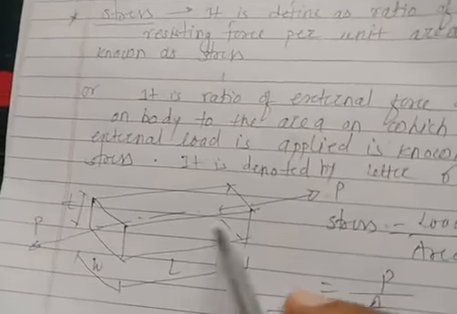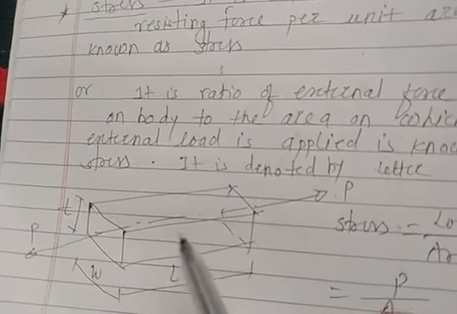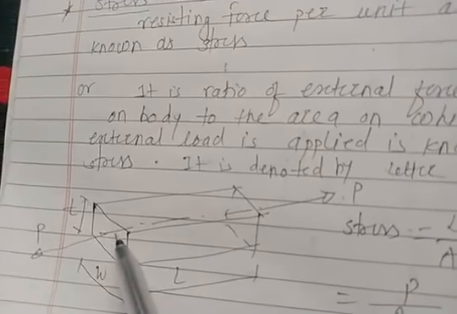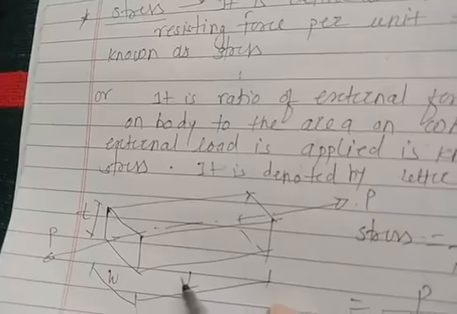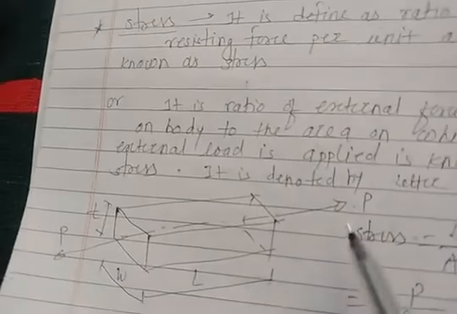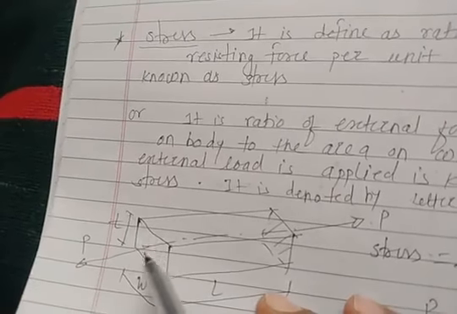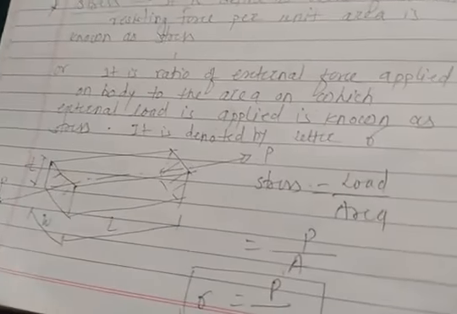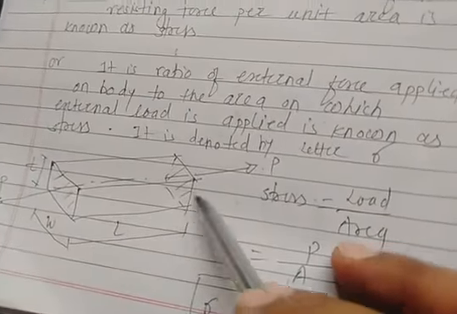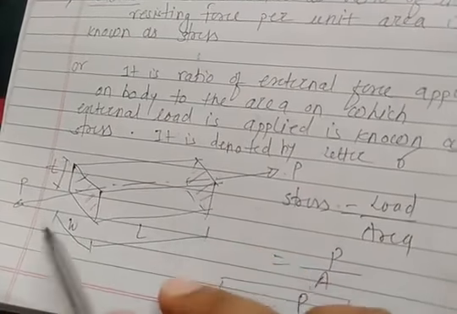Now this body has six areas: area 1, area 2, back side 3, downward 4, and so on. But I am applying the load on this particular area. So what is the stress? It is the load upon the area. I have to consider this area or the opposite area; both are equal, and the load is here.